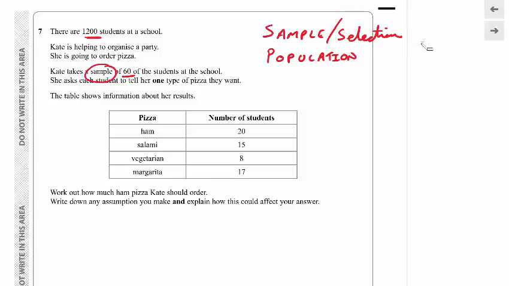So in this example, if the sample which Kate selected was 60, what would the population be? It would just be all the students in the school. And she just takes a sample of 60 people.